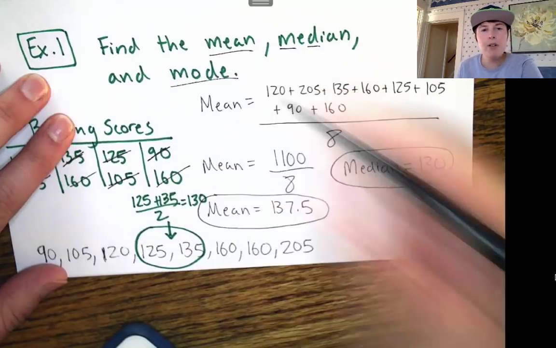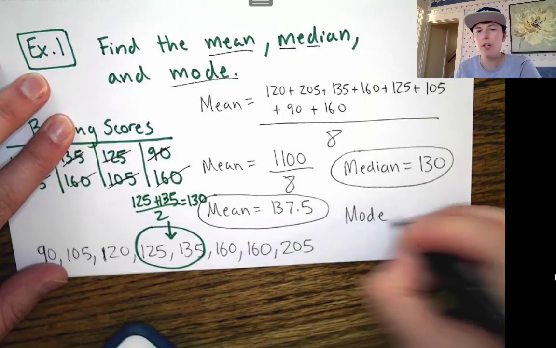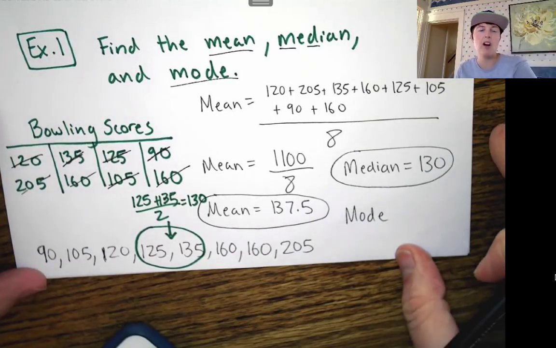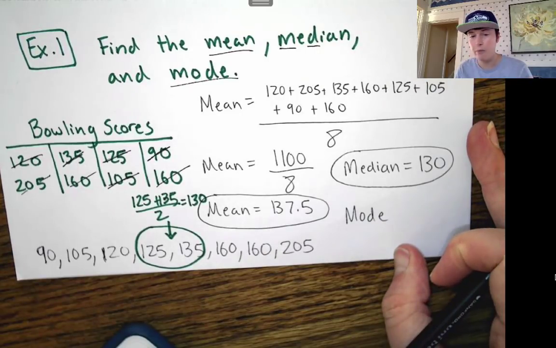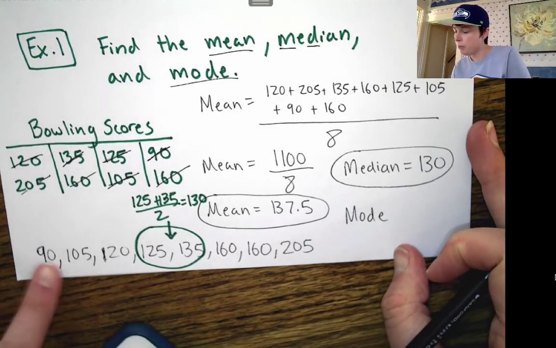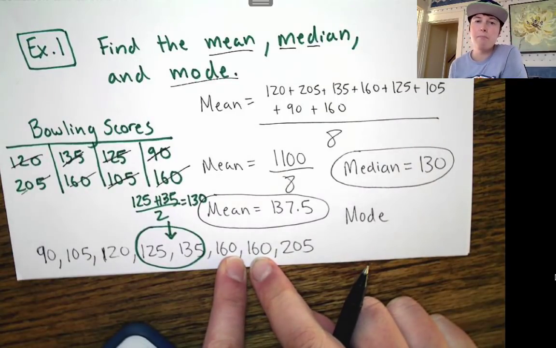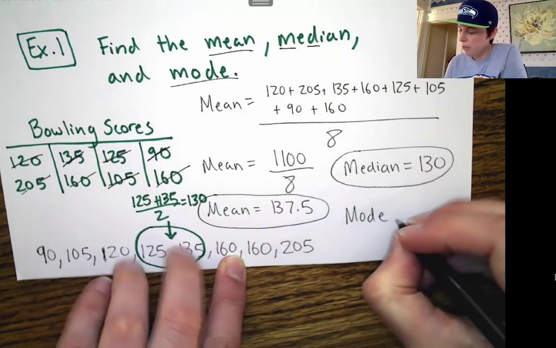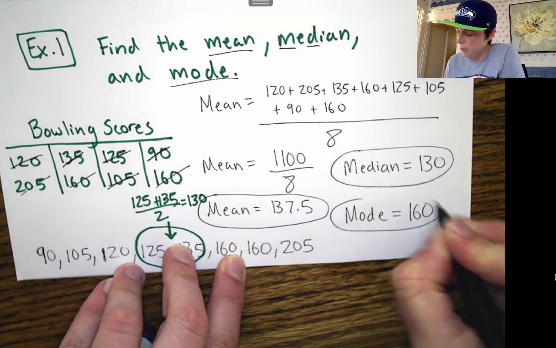Now we got to find mode. Mode is the fastest one to find because mode means most. What number do you see the most of? So are there any numbers that repeated, any bowlers that had the same score, and which score was it? And there was 2 bowlers that had 160. That's the number you see the most in that list. So my mode is 160. I saw that number the most.